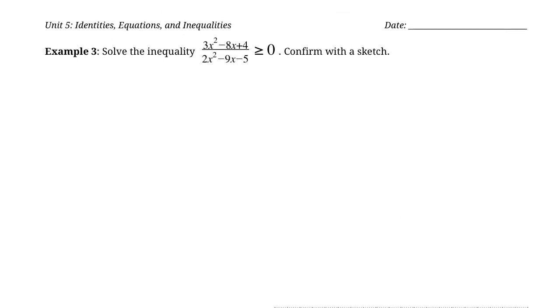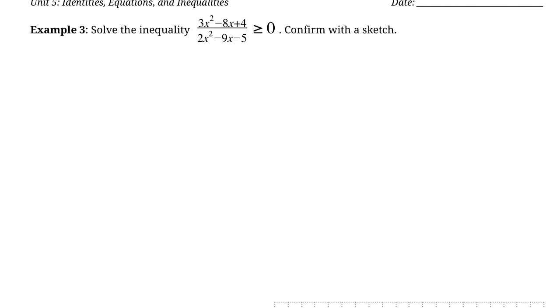So this question here, example 3, has us solving this inequality. Now, think about what this inequality actually is asking for. It's asking for where this function is greater than or equal to 0. What type of function is this? It's a rational function, right? We know from previous units how to graph or sketch a graph of a rational function. And I just want you to think back to what that process was for graphing that rational function.